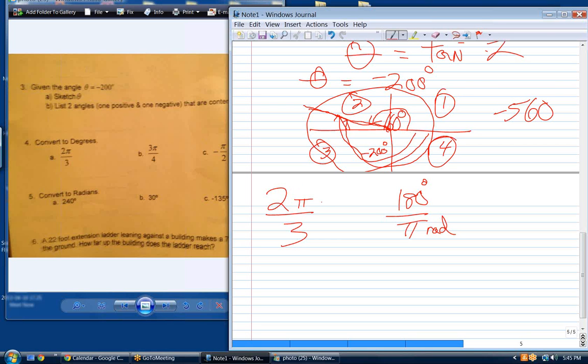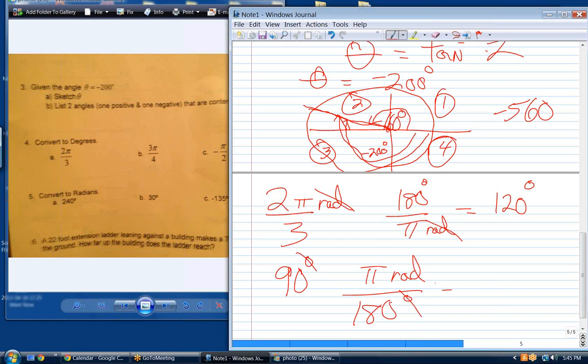This is 2 pi over 3 radians. Since we're converting from radians to degrees, we want the radians to disappear and be left with degrees. That becomes 120 degrees. If we started with 90 degrees and wanted to convert that to radians, we need to multiply it by pi radians over 180 because we want to lose the degree and end up with a radian. That gives pi over 2 radians.